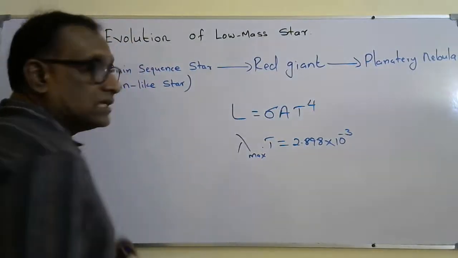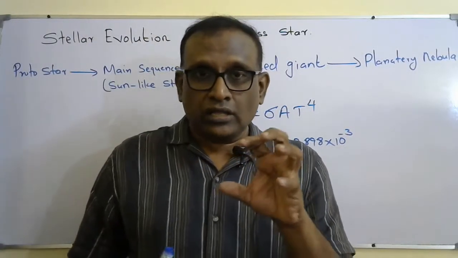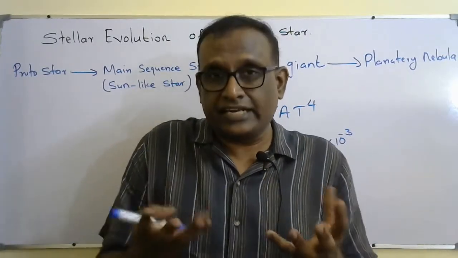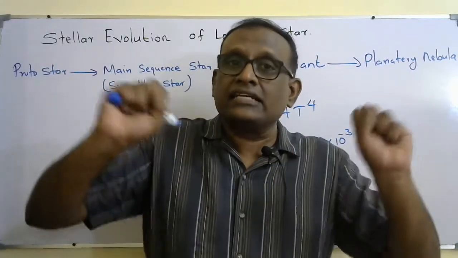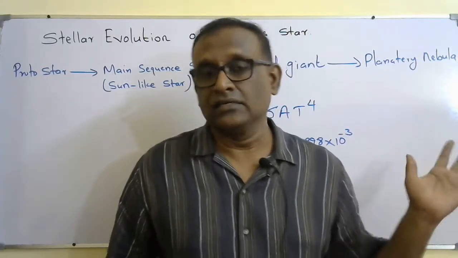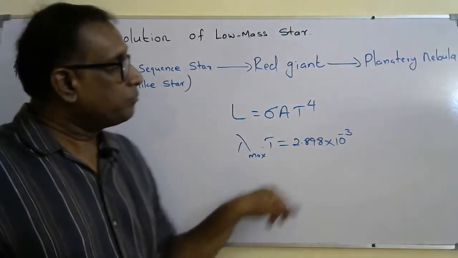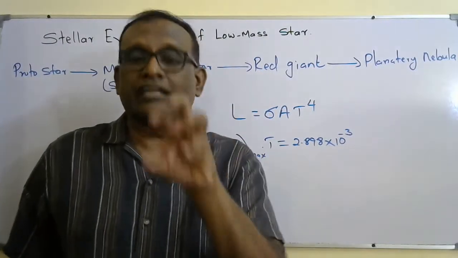So when the helium fusion becomes significant in the core, the amount of energy radiated due to helium fusion is very high. Outward radiational pressure becomes very large, and that throws away the outer layer of the star. So the outer layer will be thrown away into space, and that will form a planetary nebula. After that, only the core will remain.